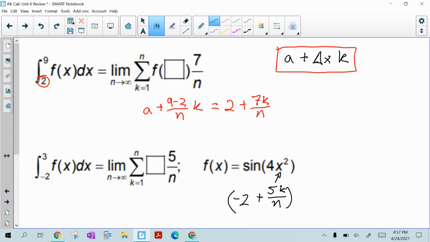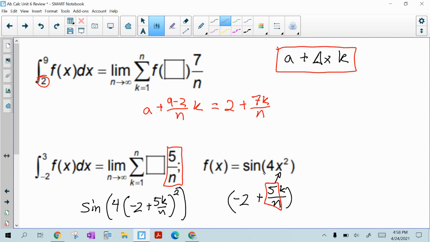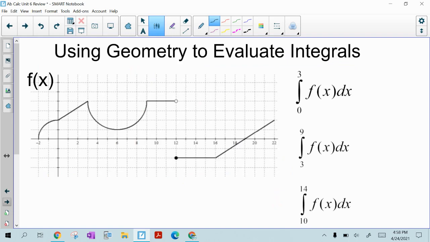So my final expression in my box is going to be the sine of 4 times, and I'm just going to leave this as is. And my guess is AP would do the exact same thing. Now again, notice I can double check to make sure that I did things correctly, just like I did here. That's 5 over n, just like that's 5 over n, and here this is 7 over n, and that's 7 over n, which is a nice way of confirming things.